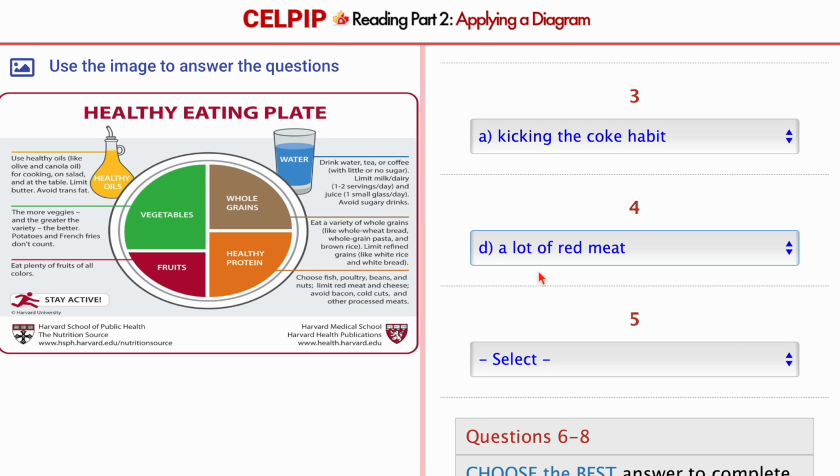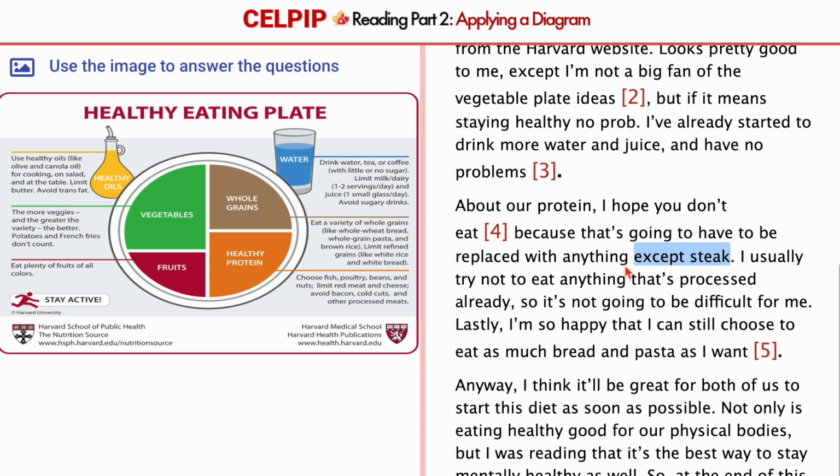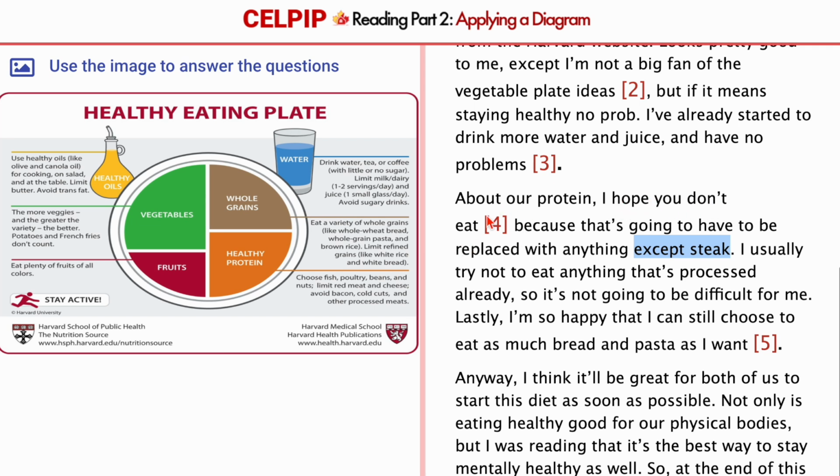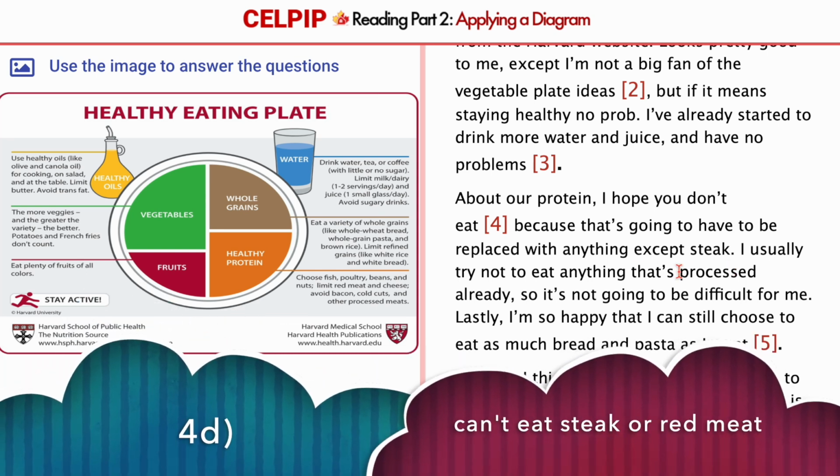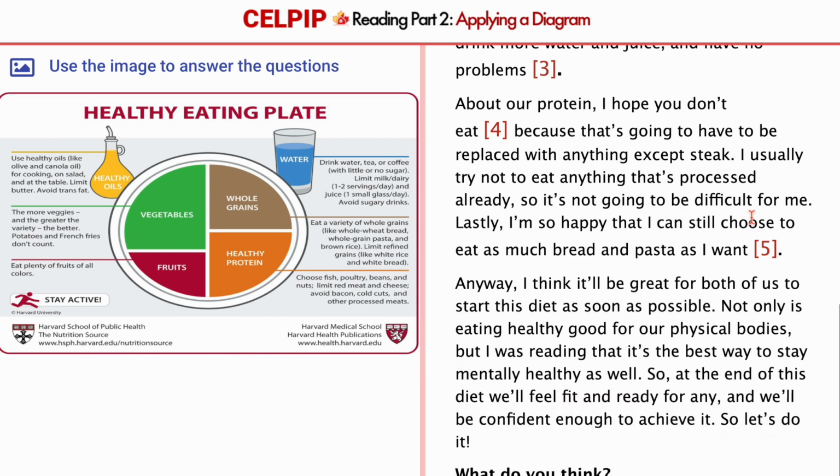I hope you don't eat a lot of red meat, because that's going to have to be replaced with anything except steak. Very interesting. Okay. So you can't eat much red meat or steak. All right. Next, I usually try not to eat anything that's processed already, so it's not going to be difficult for me. Okay, so no problems here.